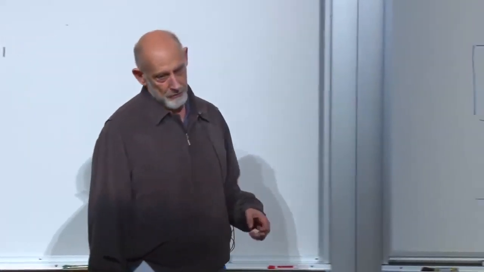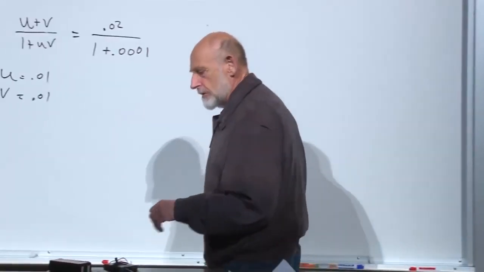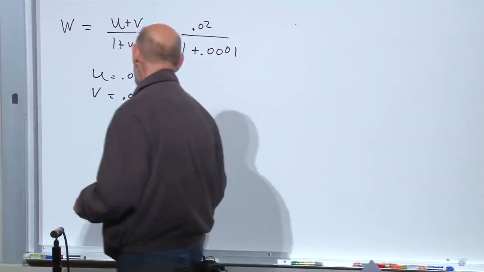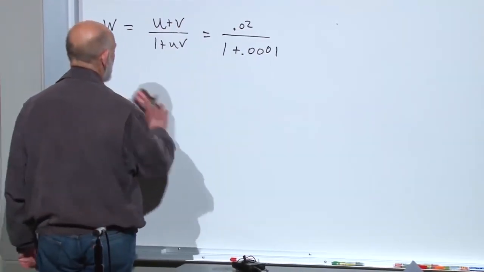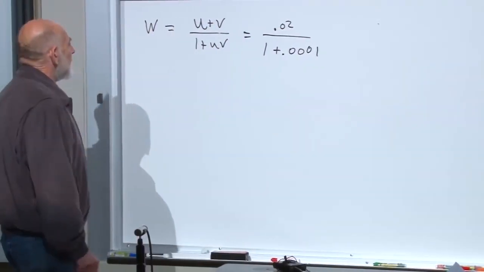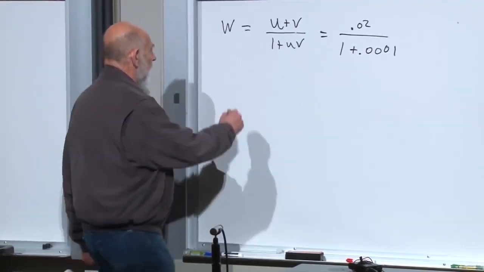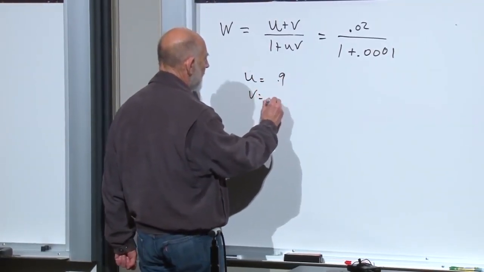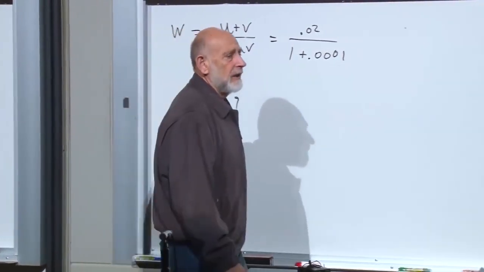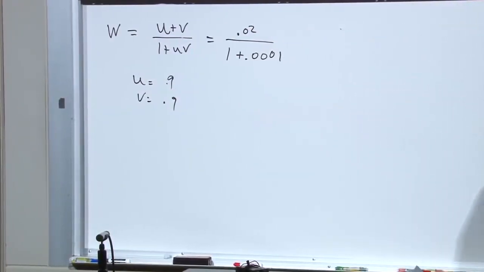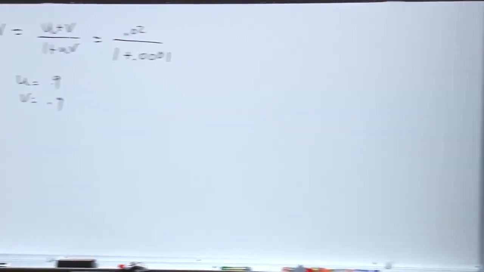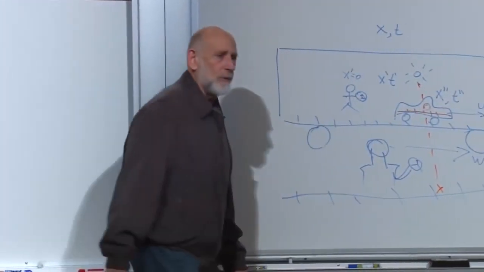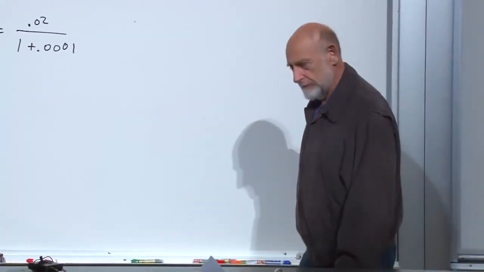All right, let's go to the other extreme. Let's suppose u and v are 90% of the speed of light. We could do 99%, but I'm not so good at arithmetic. u and v are 0.9. Newton would have said the kiddie car is moving faster than the speed of light relative to the stationary observer. In fact, he probably would have said 1.8 times the speed of light.